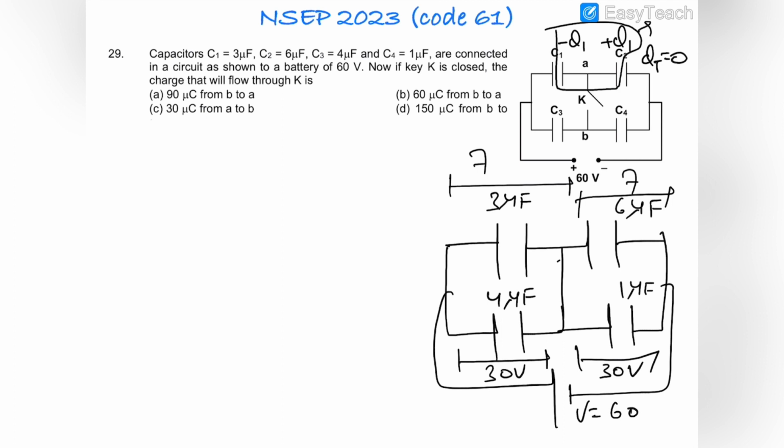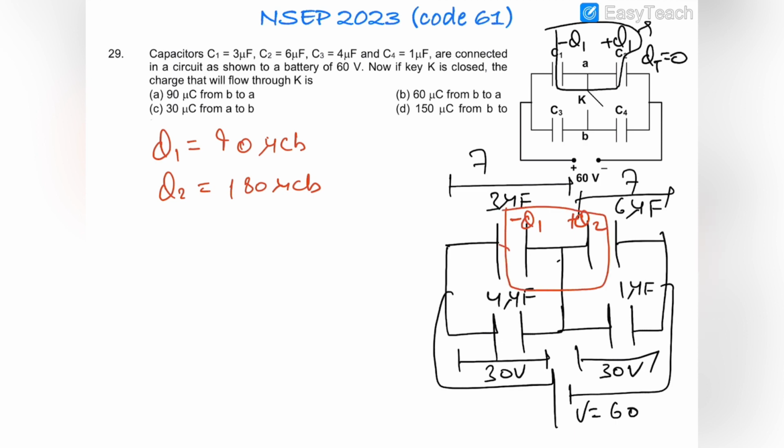So let us suppose that the charge on this plate is minus Q1 and the charge on this plate is plus Q2. So we can see that Q1 will be equal to, Q is equal to CV. So C is 3 and V is 30. So it would be 90 microcoulomb, and Q2 will be equal to C is 6 and this is 30. 6 into 30 is 180 microcoulomb.